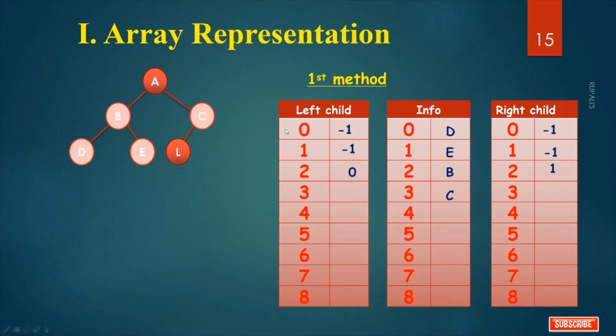Information is C. You can start from any node. There should be no sequence. You can start from any node. You can choose any node.